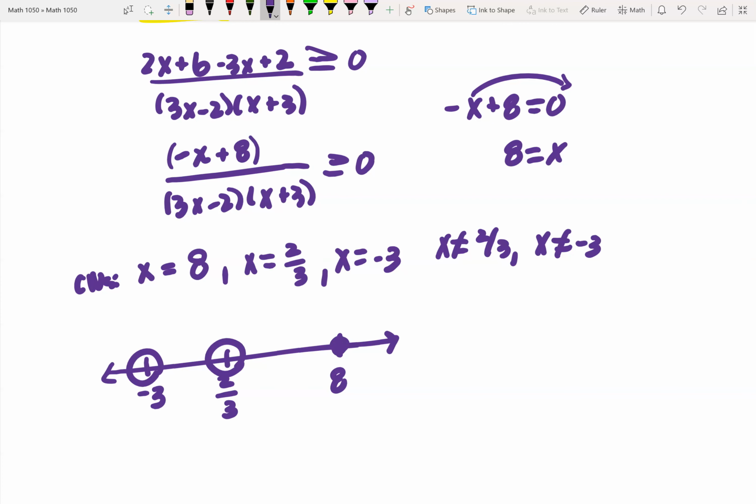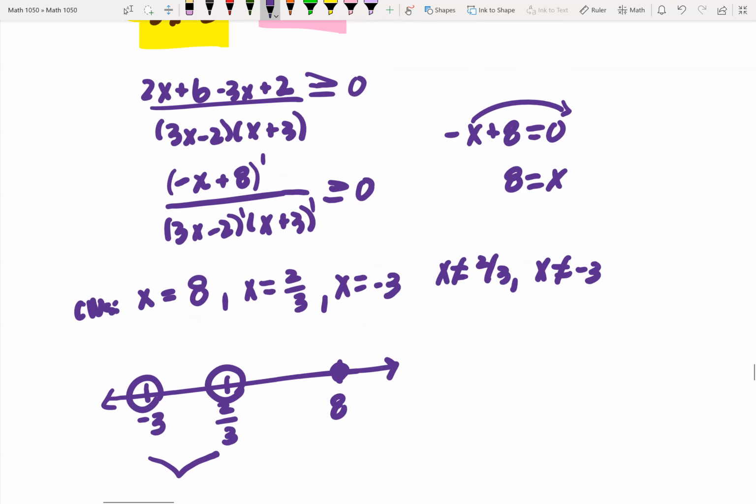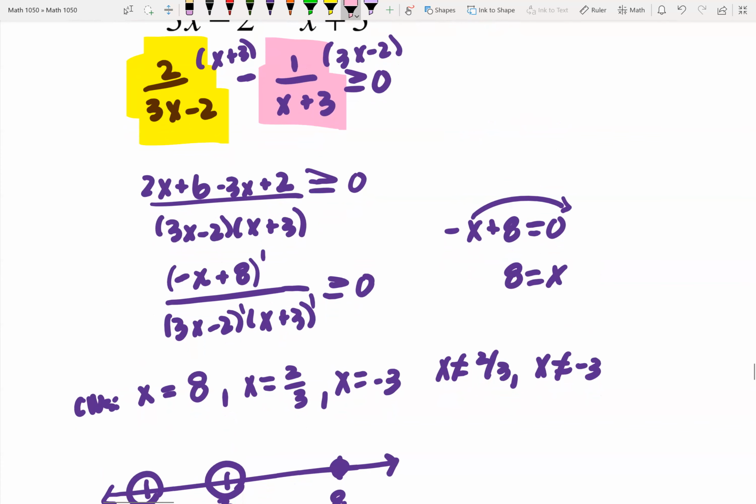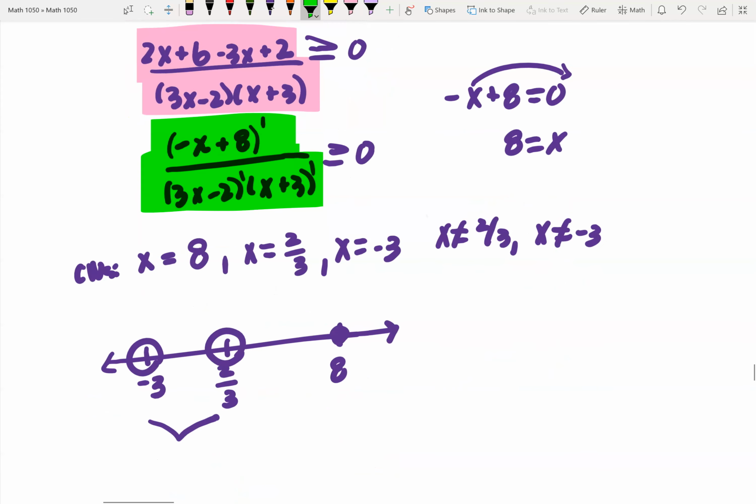This negative x plus 8 is raised to the first, as is that, so I know my signs are going to alternate. I'm going to test a 0, and I'm going to test it right there, okay? So where's the best place to put it in? I would put it in right here. Now, no, not there. I lied. I would put it in right here, the green, and it is just a little tricky.